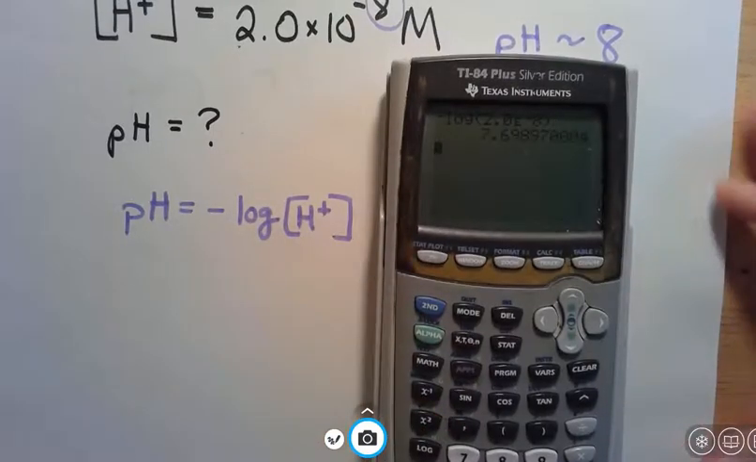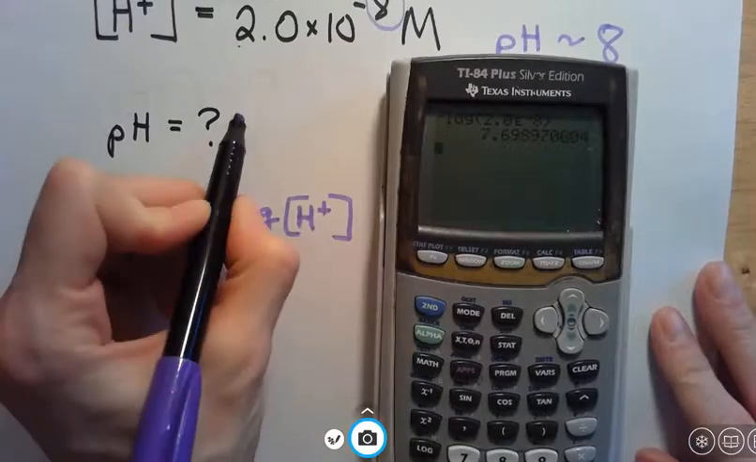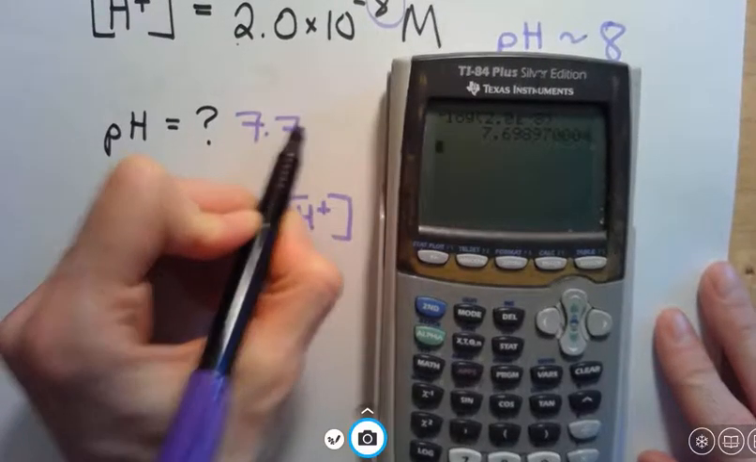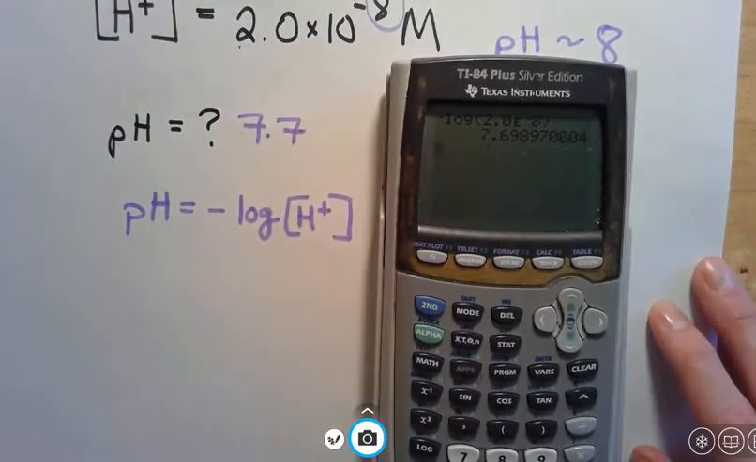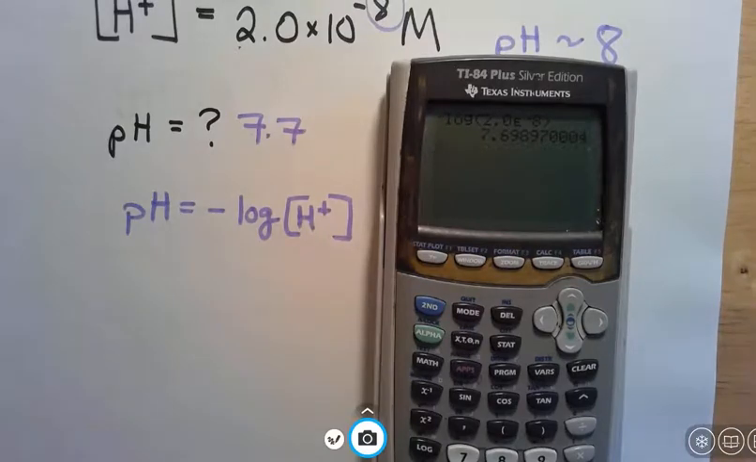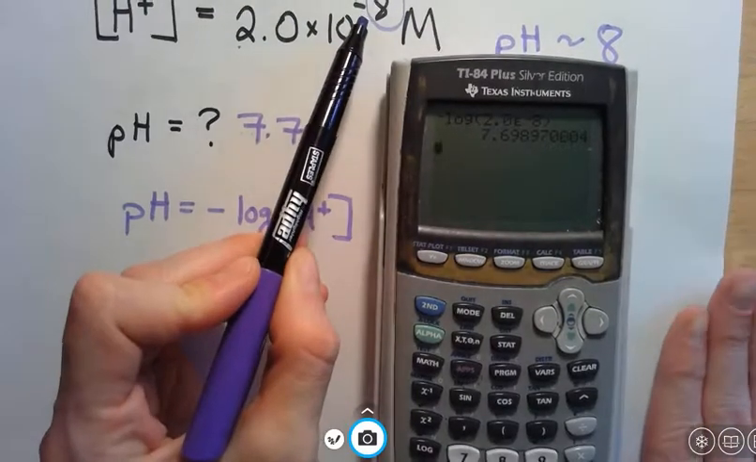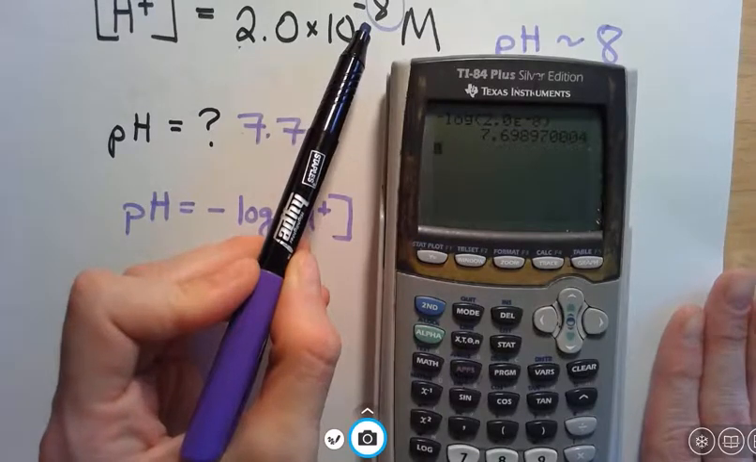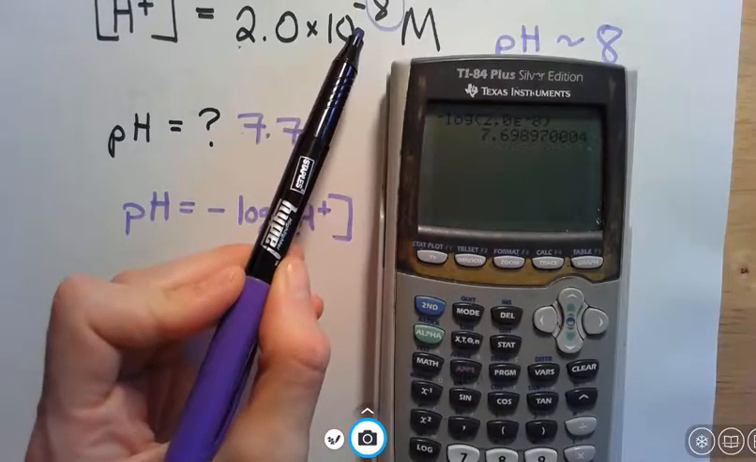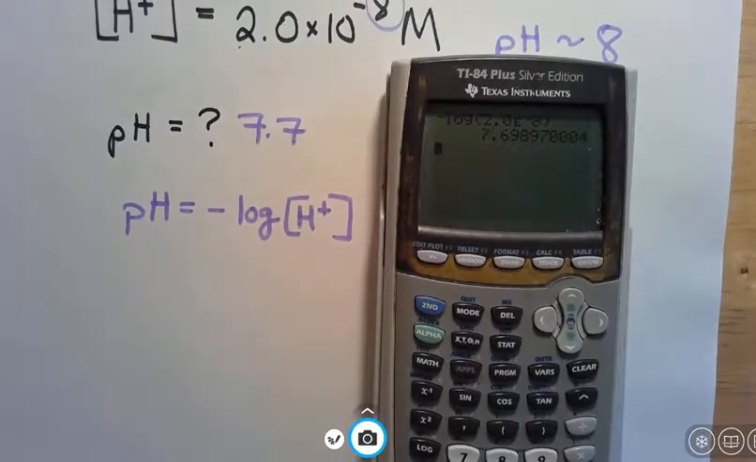So I come up with a number here of 7.7. So our value of 8 is actually a pretty good approximation of this, but we can use our calculators to get closer to the mark. So again, if you have a number with an exponent in it, it means that we want to get rid of the exponent by applying the negative log.